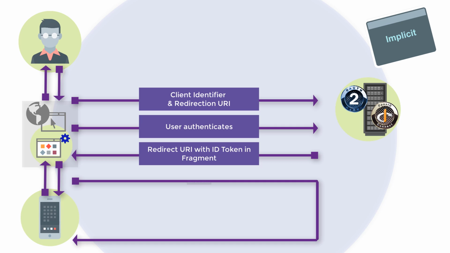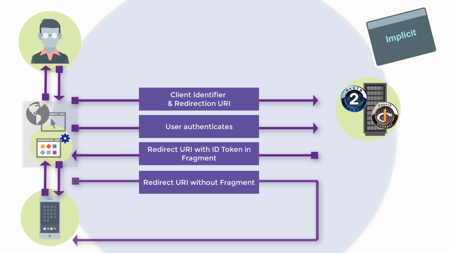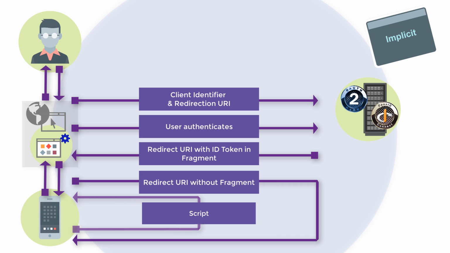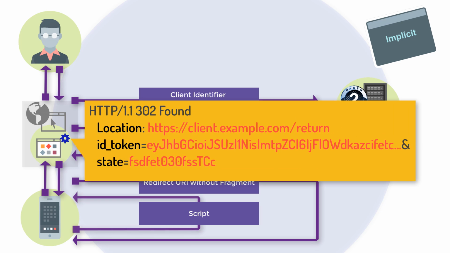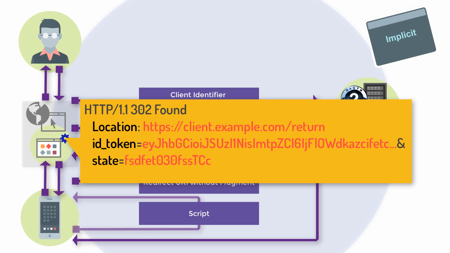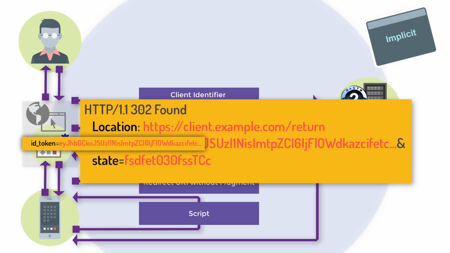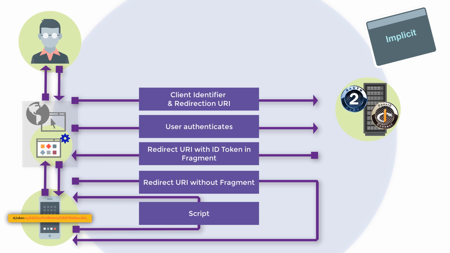The user agent follows the redirect URI but retains the ID token. The application returns a web page that contains a script. The script can extract the ID token from the full redirect URI. The user agent executes the provided script and passes the extracted ID token to the client application. The client application validates the ID token and now has proof of identity and all the claims it requires.